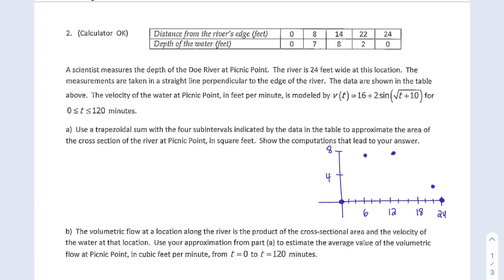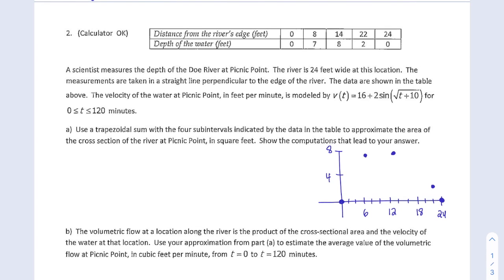Question 2. A scientist measures the depth of the Doe River at Picnic Point. The river is 24 feet wide at this location. The measurements are taken in a straight line perpendicular to the edge of the river. The data are shown in the table above.